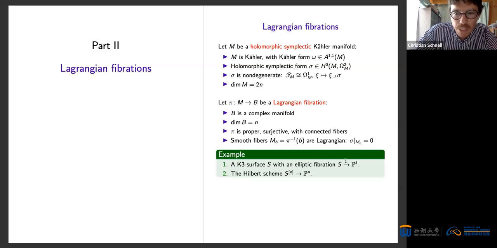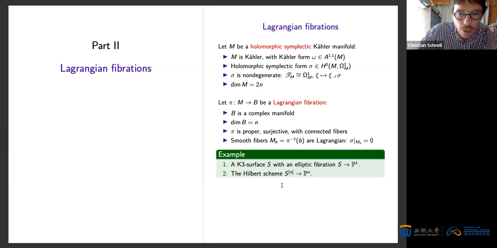I will give some more specific examples later, but again, simple examples are, you can take a K3 surface, which is holomorphic symplectic, and then some K3 surfaces have an elliptic fibration, so a map to P1 whose general fiber is an elliptic curve, and that's a typical low-dimensional example of a Lagrangian fibration. If you want higher dimensions, you can again take the Hilbert scheme of n points on S. That maps to the Hilbert scheme of n points on P1, which is Pn. And then this map is again a Lagrangian fibration.